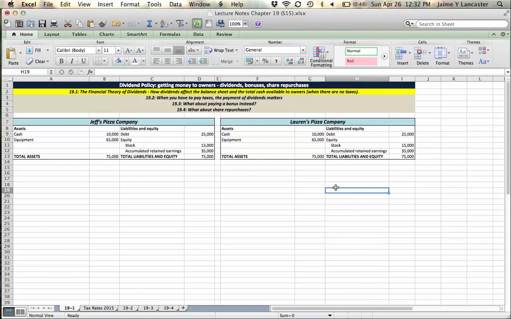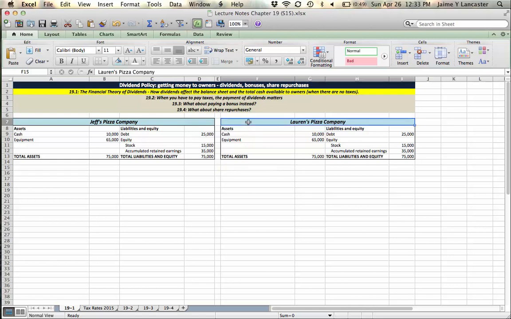Lauren, however, her best friend just announced that she was getting married in Fiji. I'm making that up. Lauren's best friend really didn't announce that, but we're pretending that she did. And Lauren is going to go to Fiji for a month to be the maid of honor, and she is going to have a wonderful vacation. Well, what she needs in order to do that is some money. And where is she going to get it? She's going to get it out of her firm.